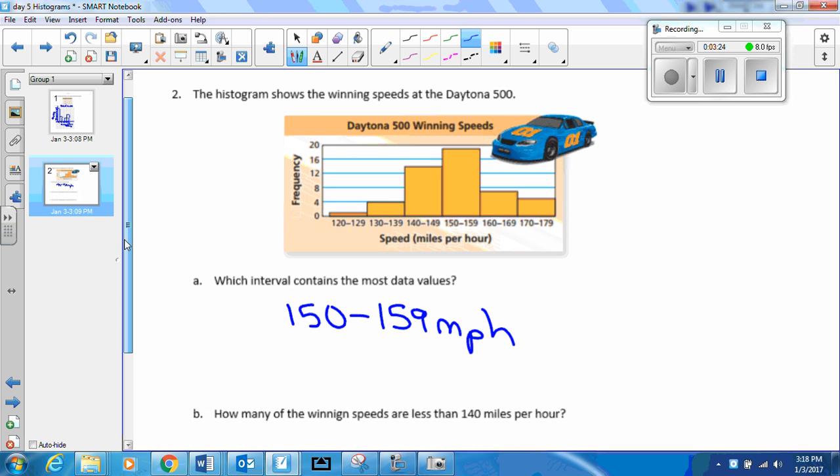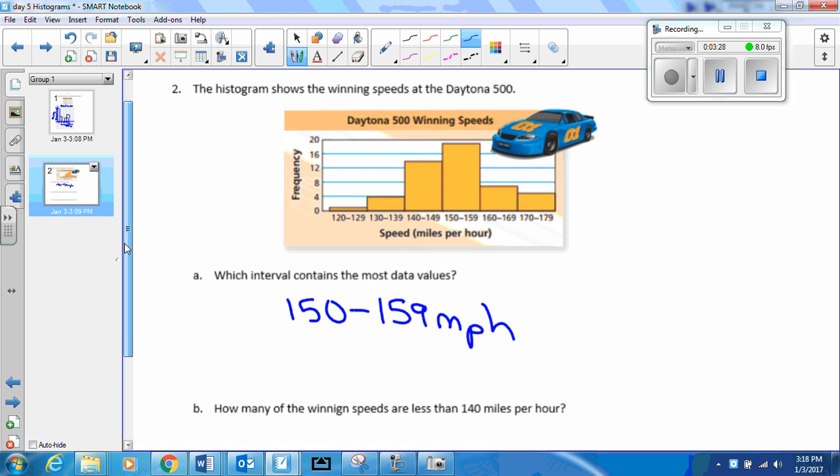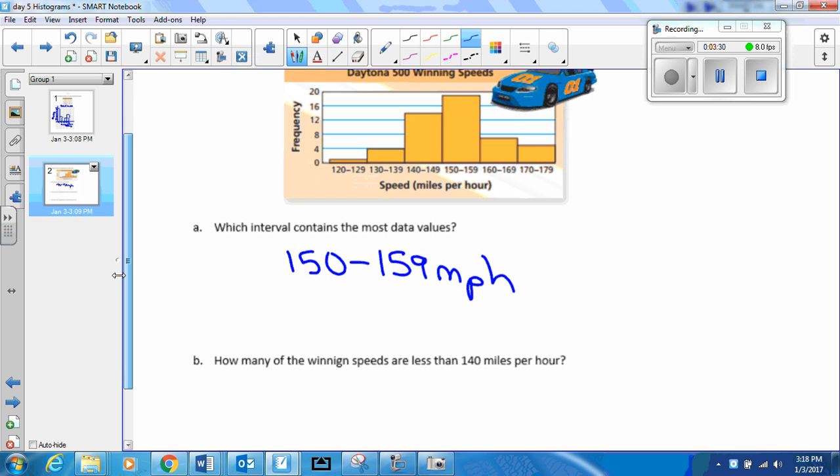How many of the winning speeds are less than 140 miles per hour? So I would add up the interval for 120 to 129, which I would estimate as being 1, and 130 to 139, which is 4, so that would be 5 winning speeds are less than 140.